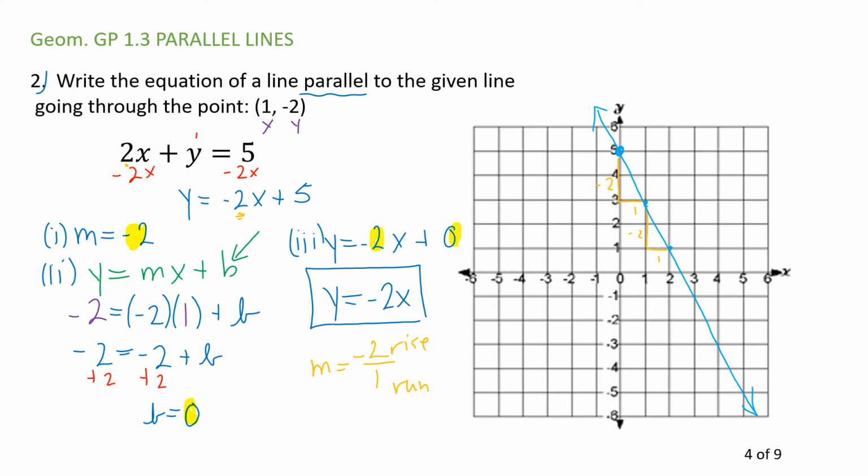So I'm going to graph this. The 0 tells me where to start. And the slope, -2/1, says go down 2 over 1. And there it is. It's parallel. It has the same slope. Look at the next one.